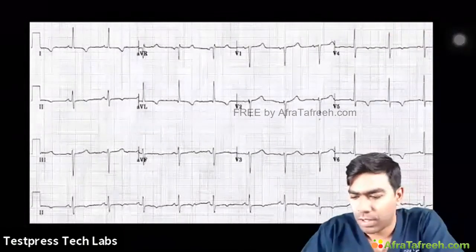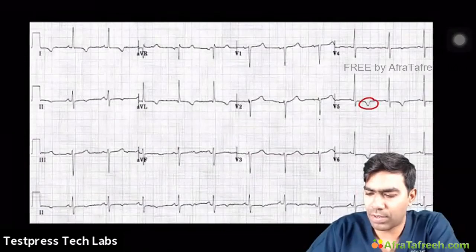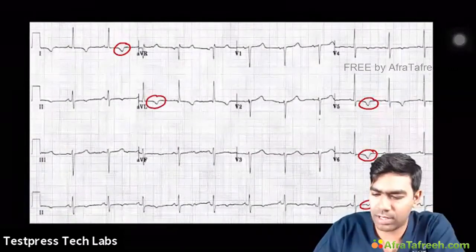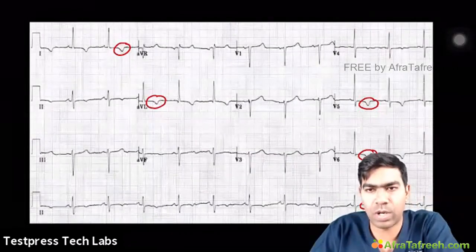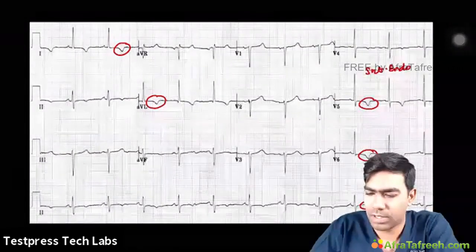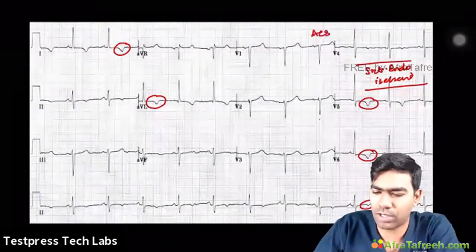Okay. So now what you're seeing here is a subendocardial ischemia, which means you're seeing only T wave inversions. Only T wave inversions. Nothing else. In the lateral leads, you're seeing it in lead 1 and AVL. So this is typically suggestive of a subendocardial ischemia. In this setting, usually I'll be diagnosing an acute coronary syndrome.